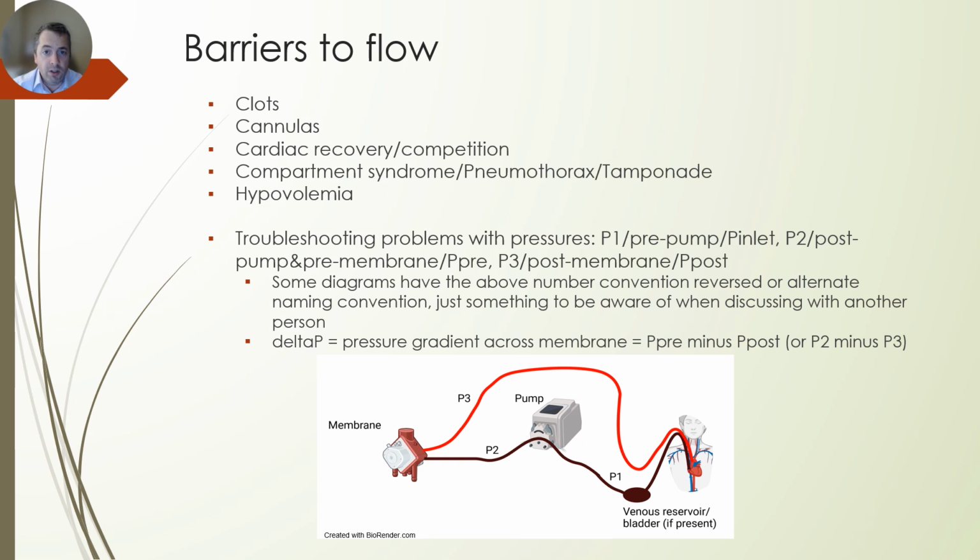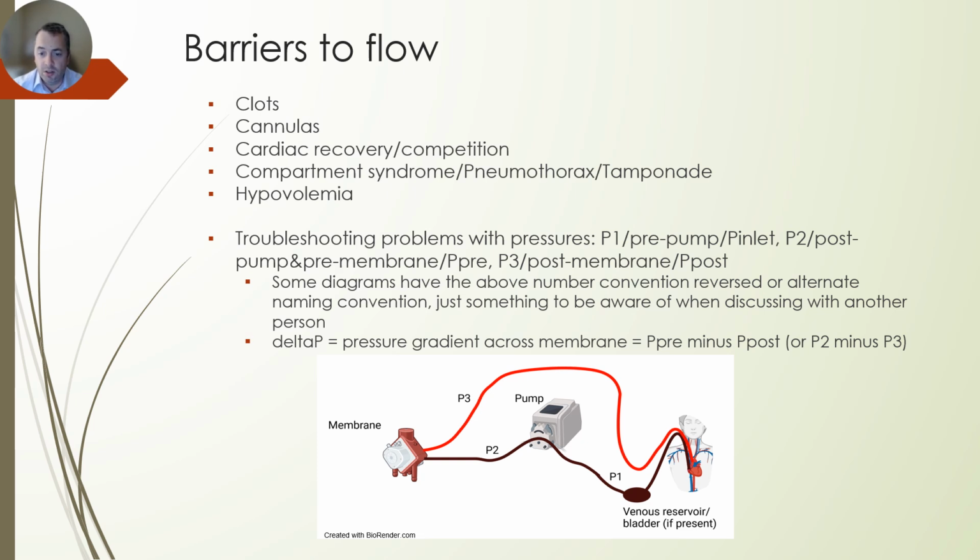Barriers to flow can be clots within the circuit or the cannulas, cannula malpositioned or insufficiently sized, cardiac recovery or competition, and then compartment syndrome, pneumothorax, tamponade, things that increase pressures in certain compartments, and hypovolemia. Troubleshooting problems with pressures and flows.